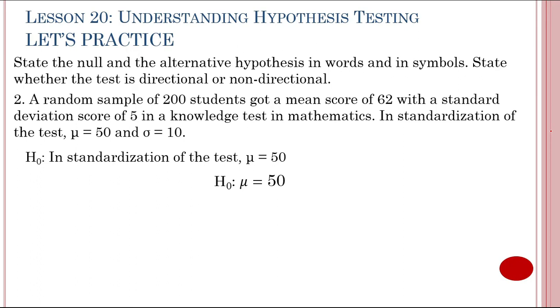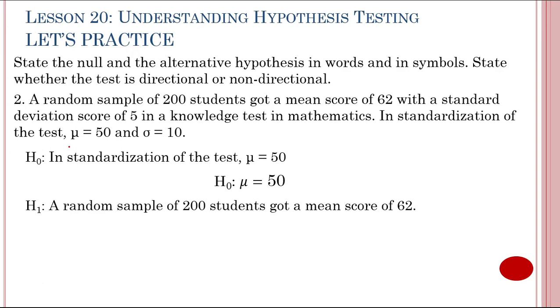Ba't ganun, sir? Hindi ba 62? Hindi po 62. Bakit? Ang 62 po na mean score ay galing sa 200 students na sample. Okay? Ayan. So, kapag nakita niyo ang standardization, yun ang cue nyo para malaman nyo na null hypothesis yung ini-state. Okay? Ayan. Good. Next. How about alternative hypothesis?